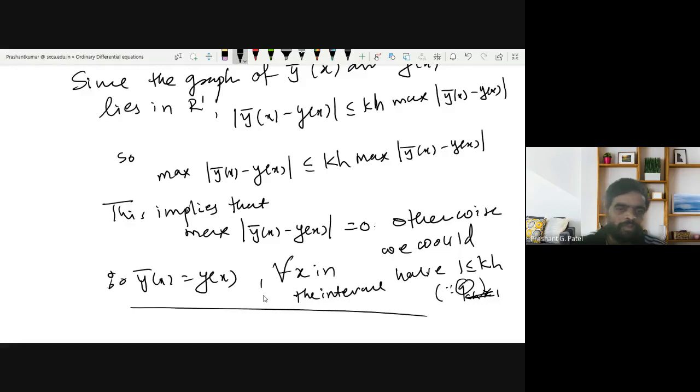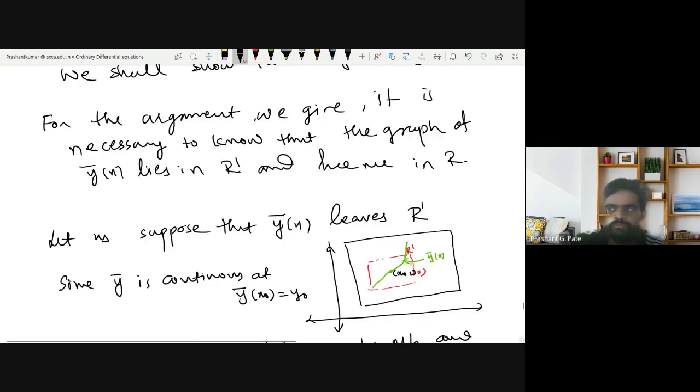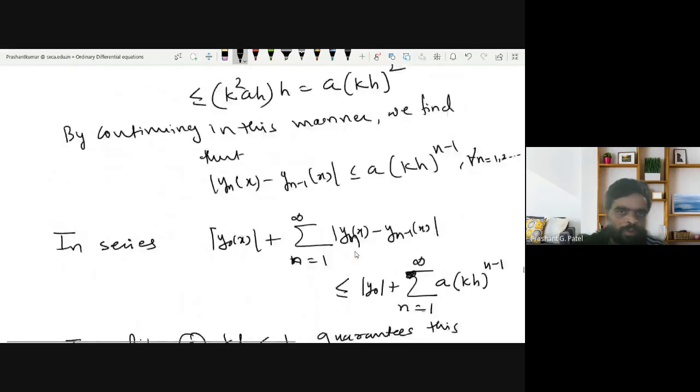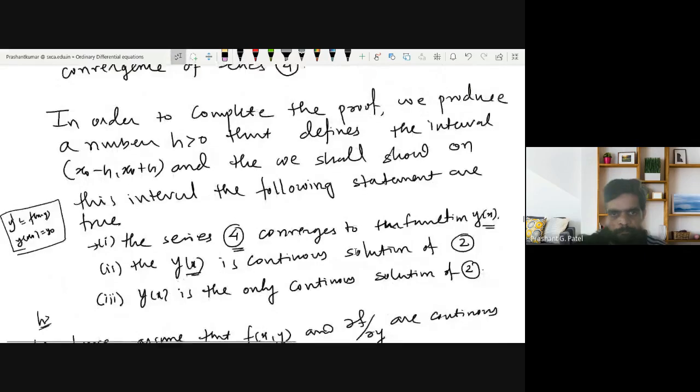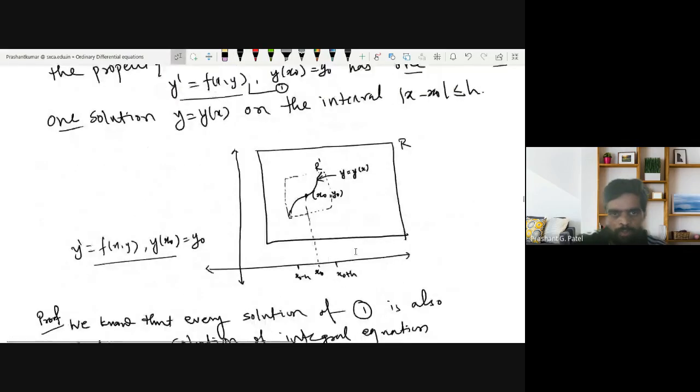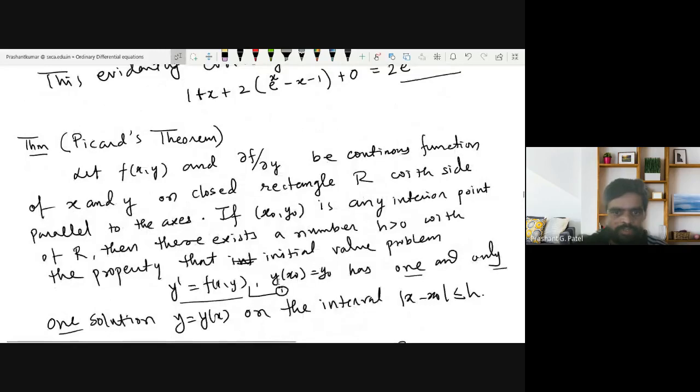And this completes the proof of Picard's theorem. So this is the proof that gives you existence and uniqueness for the differential equation y dash of x is equal to f of x, y, in the neighborhood of the initial value y of x0 equal to y0, if f of x, y and its partial derivative are both continuous in some rectangle.